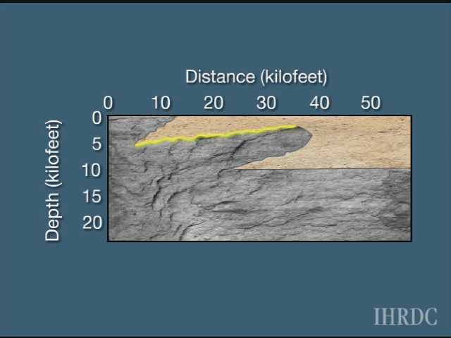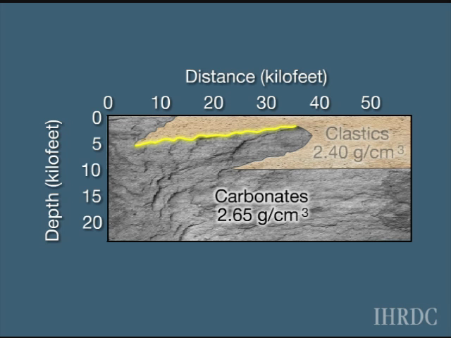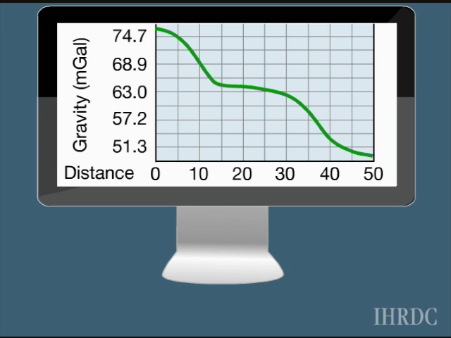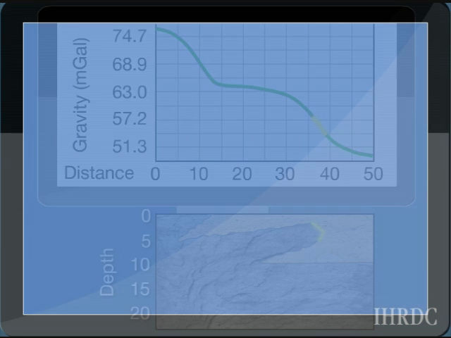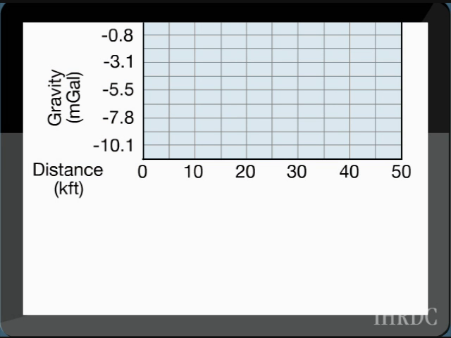Let's consider this thrust fault that has carbonates with a density of 2.65 grams per cubic centimeter and clastics with a density of 2.40 grams per cubic centimeter. Using a 2D computer model, we calculate this gravity response. Notice the distinct gravity decrease at a horizontal distance of about 37,000 feet, which corresponds to the edge of the dense thrust sheet.